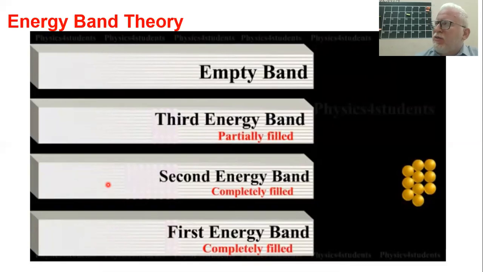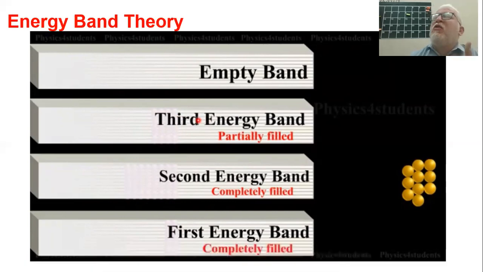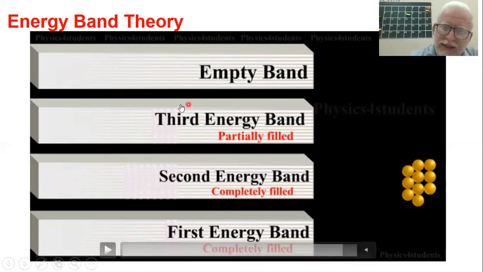I don't need this energy band. But this energy band, the third one, first, it's relatively far from the nucleus. So the energy bond is weaker. Second, it's partially full. So it's a level of interest, or it's a band of interest. And this is the target band.